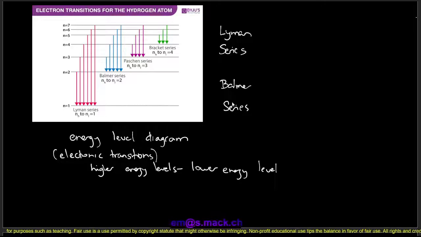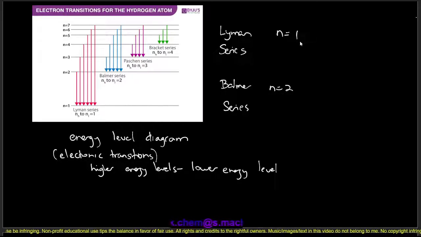Both show electronic transitions from higher energy levels, where in the Lyman series the electron drops back down to the n is equal to 1 level, and in the Balmer series the electron drops back down from higher energy levels to the n is equal to 2 level.